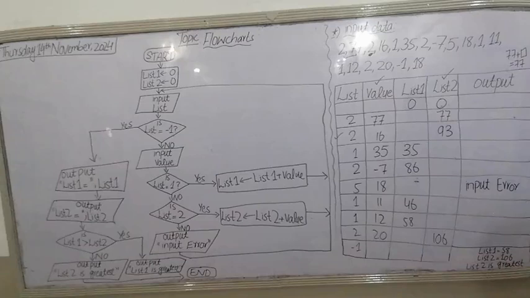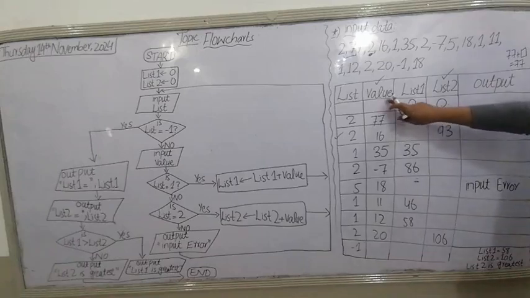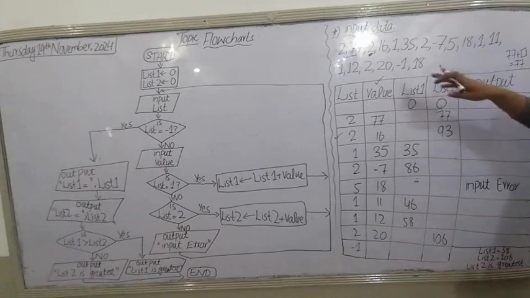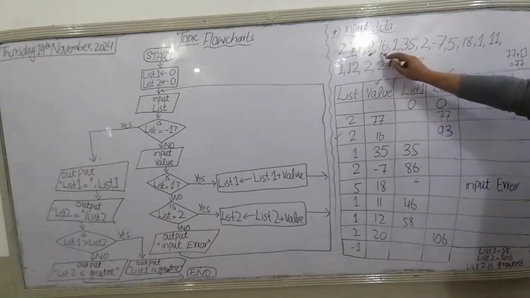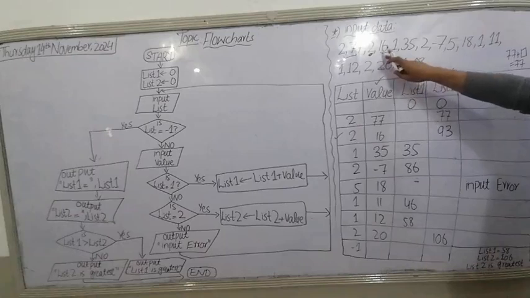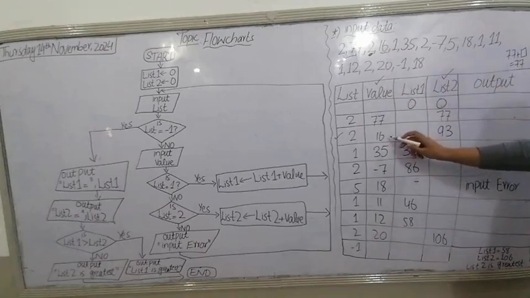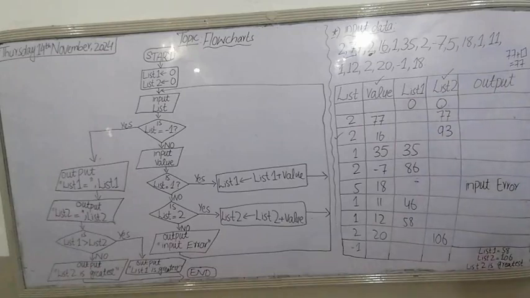Is list equal to -1? No, the value stored in the variable list is not -1. So let's move forward. Input value. It means this time in the variable named value we have to put the next value from the values given to us. So what we have this time, we have 16. So here we have inserted the value 16.